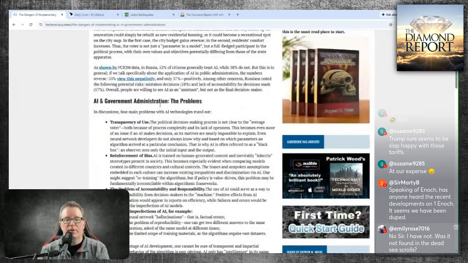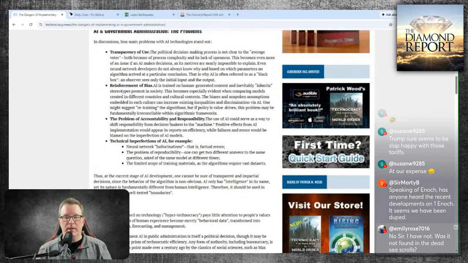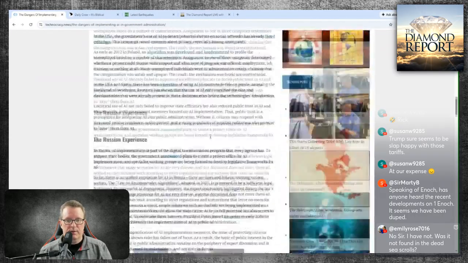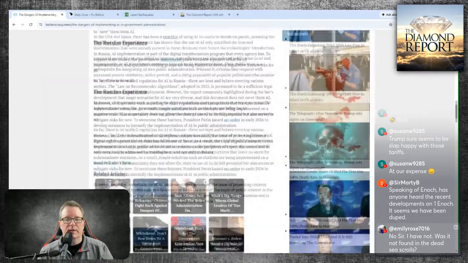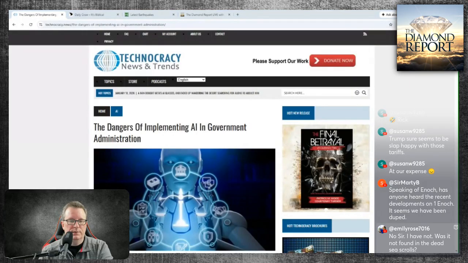AI in government administration: the problems, transparency of use, reinforcement of bias, the problem of accountability and responsibility, technical imperfections of AI, and so forth. Limits of trust, and then talking specifically about Russia. So, pretty wild. I don't think AI is going anywhere. It's being used more and more every single second.